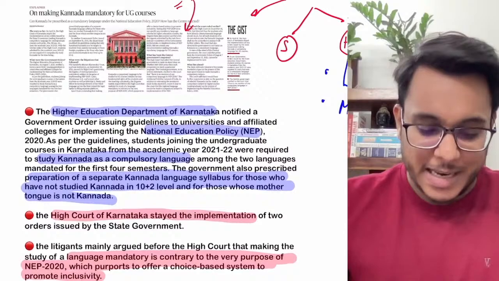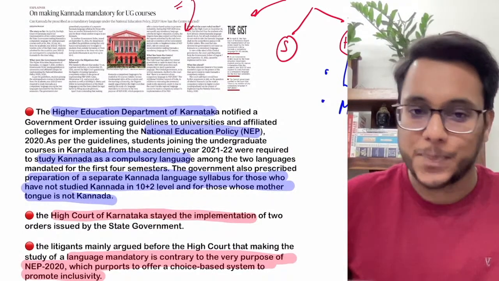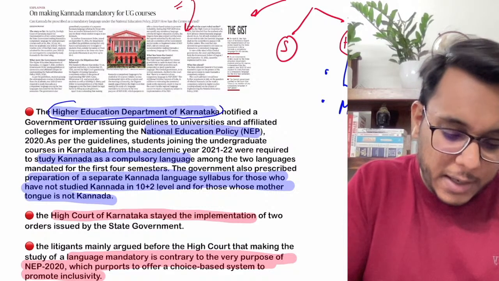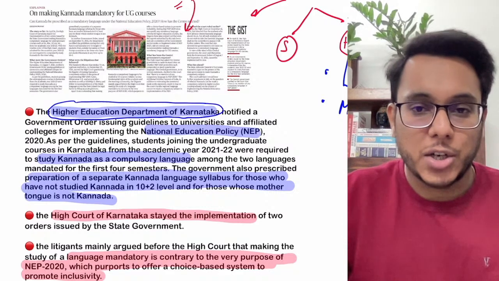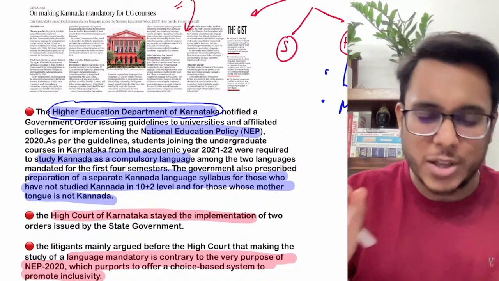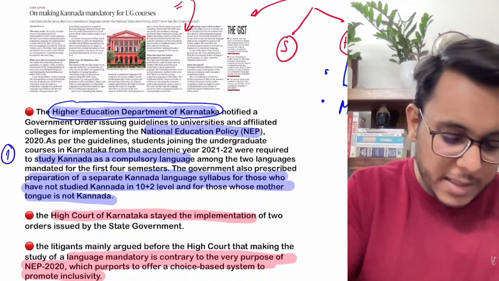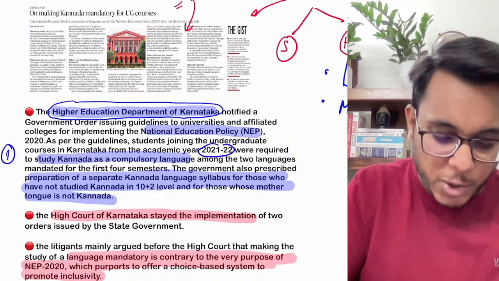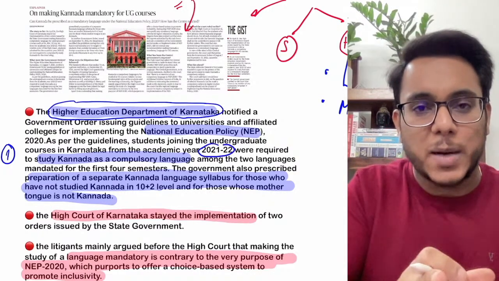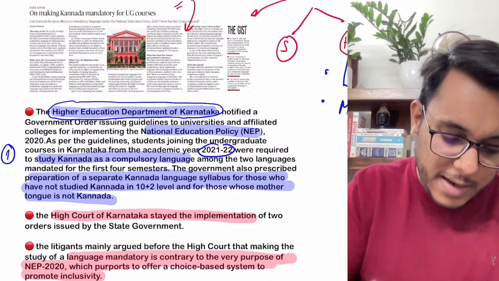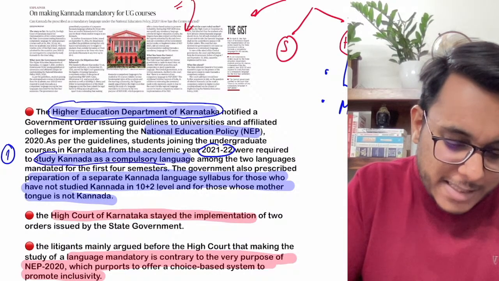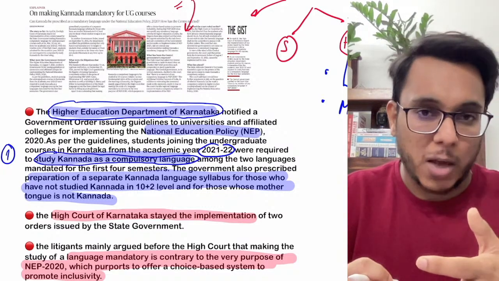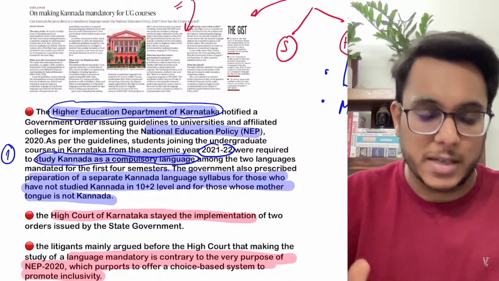The present issue is like this: the government of Karnataka, within it the higher education department, has issued a notification, and under this notification they provided two things. Number one, from the academic year 2021-2022, the students taking admission into undergraduate courses have to study Kannada as a compulsory language. Fine, they have to take a paper in the Kannada language. Everybody has to take it compulsorily.